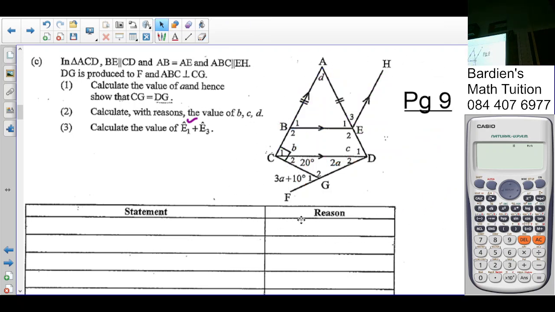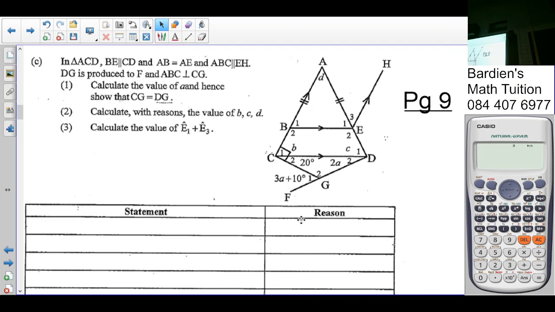Okay, so I gave you some. I've spoken to you with regards to this question already. We have looked at it. I've basically laid out the route for you for calculating these unknown values. So let's get straight into it.